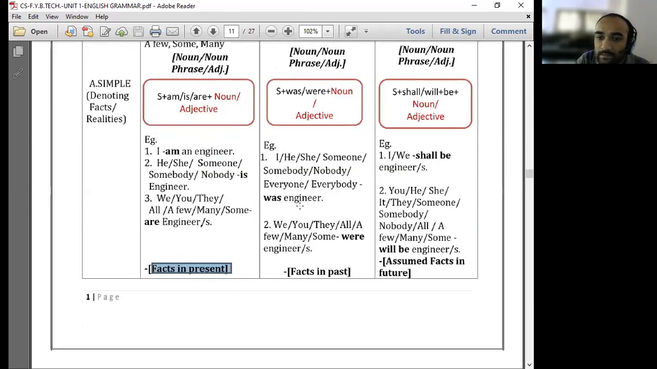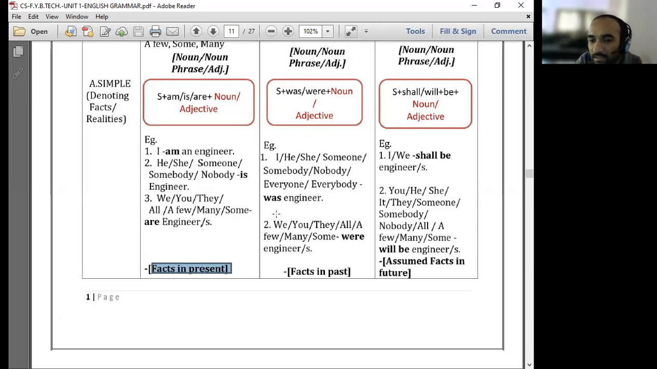The example is I or he, she, someone, somebody, nobody, everyone, everybody was engineer. We can use any of these subjects. I was engineer. He was engineer. She was engineer. Someone was engineer.